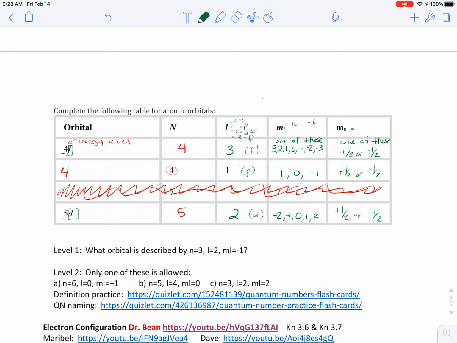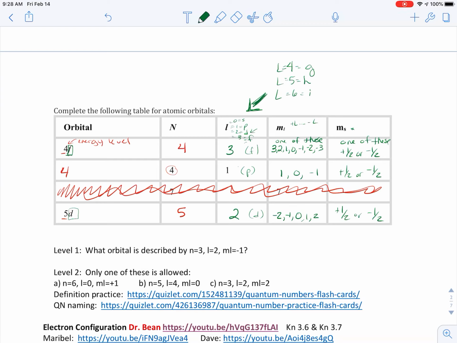And as a little note on this over here, your L's can get bigger, and the letters just keep going. So like if L were 4, that's G. If L were 5, that's H. If L were 6, it's I. It keeps going.